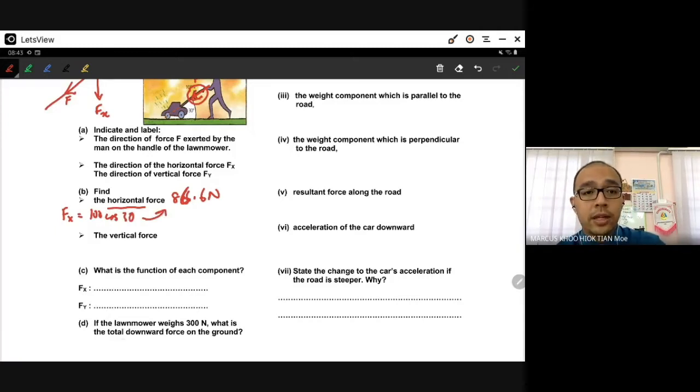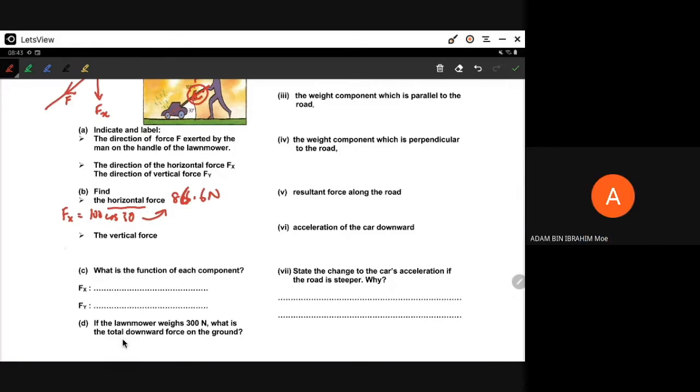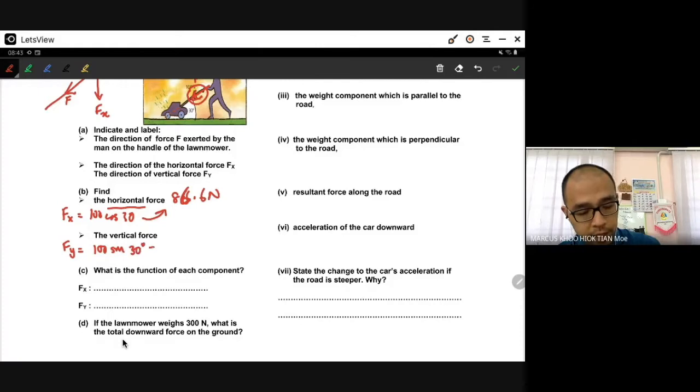Good. The vertical force. The vertical force is 100 sin 30, which is 50 Newton. Okay, thank you. So what is the function of each component? I'm going to leave this to anybody who wants to answer. Can anybody think of an answer for this?